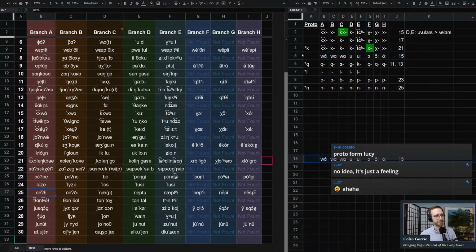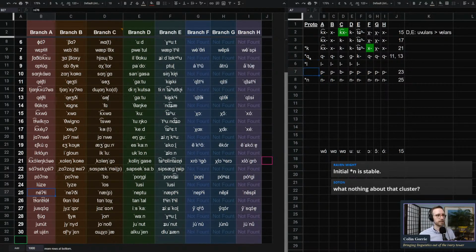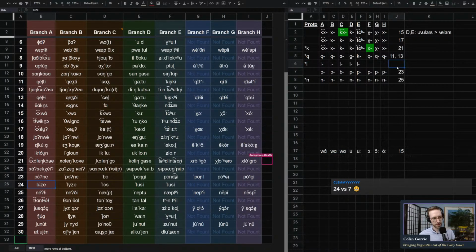Let's take this non-initial stuff out for now and just try and wrap our heads around the initials. Initial N is stable. I think that's pretty clear. Initial L. Let's see if we have any other initial L situations. Just 24. I'll write that down here. I think it's worth reconstructing. Initial K for 4 is probably the weakest of our reconstructions.